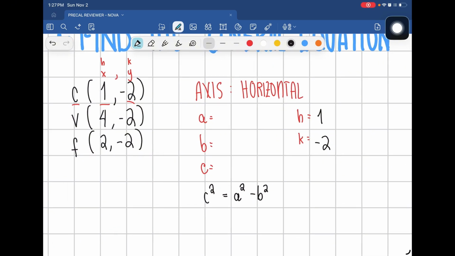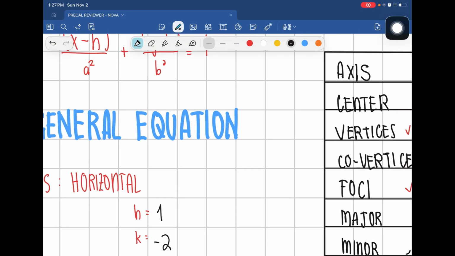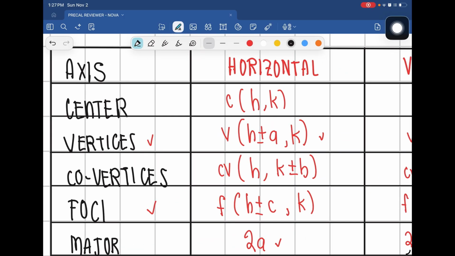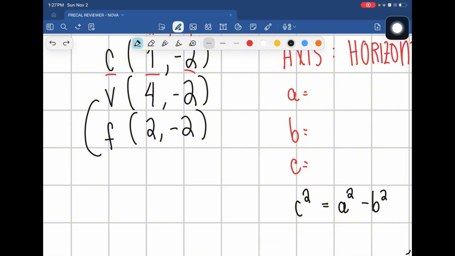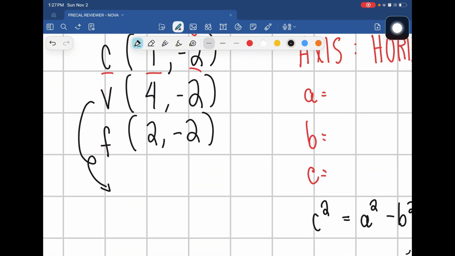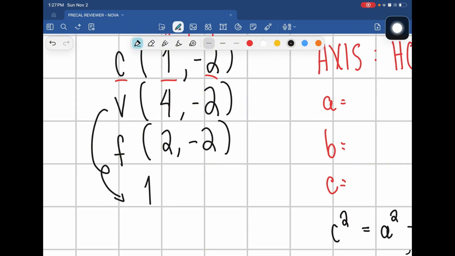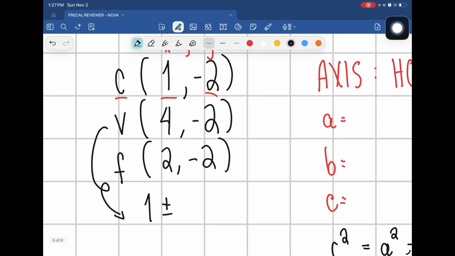Next, let's find A. First, let's find A given the vertex. So we have here the h plus A equation. Therefore, we can find A given the equation. So our h is 1. Then we're gonna plus or minus that with A, which equals what is given for the vertex.